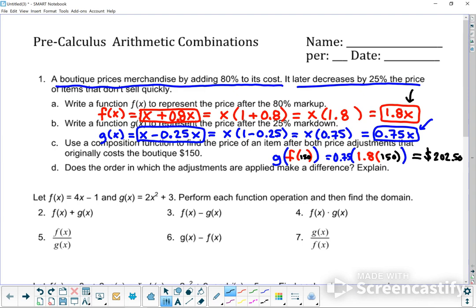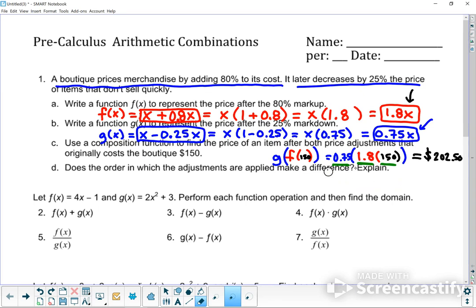Okay, does the order in which adjustments are applied make a difference? In this case, if you notice what we did at the end, we did 75 cents times $1.80 times 150. And you notice that it's all just multiplication. Multiplication is commutative, meaning that it does not matter the order in which you multiply. For example, you can do 3 times 4, and that's 12, or you can do 4 times 3, that's also going to be 12. So it doesn't matter the order that you multiply in.